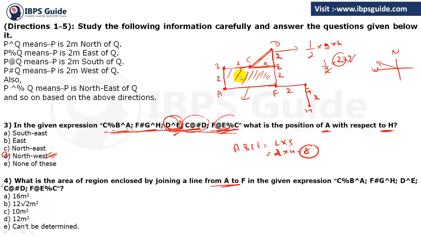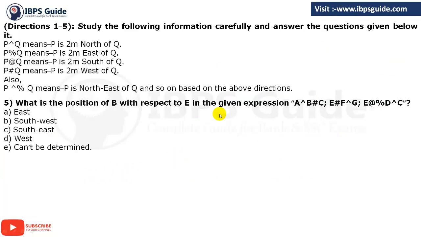So the total area enclosed by this whole region will be 8 plus 2. That will be equal to 10 meter square. That is option number C. Clear? Got this? Now let's see the last question, the 5th question we have. What is the position of B with respect to E? Now we have to just find the position of B with respect to E.